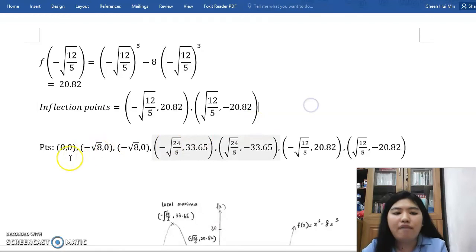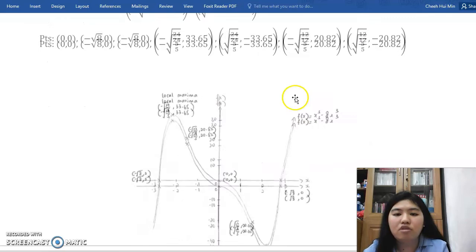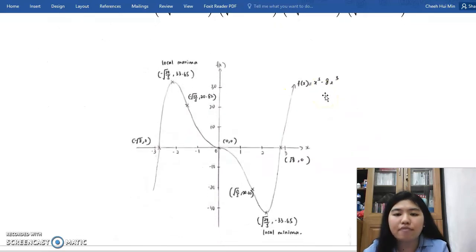So, we already have the x-intercepts, y-intercept, critical points, and inflection points, and we can use these points to sketch the graph. Below is the graph for the f function. From the graph, it shows that the local minima is this point, and the local minima is this point.